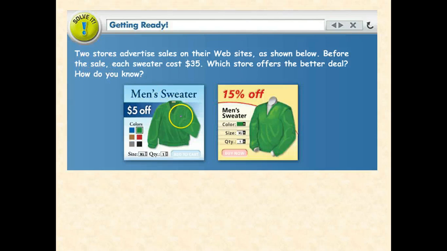Ooh, I sure would like a green sweater. And there's 2 stores on the interweb that are selling my favorite green sweater. Before the sale, each sweater cost $35. But store 1 is going to give me $5 off, and store 2 is going to give me 15% off.